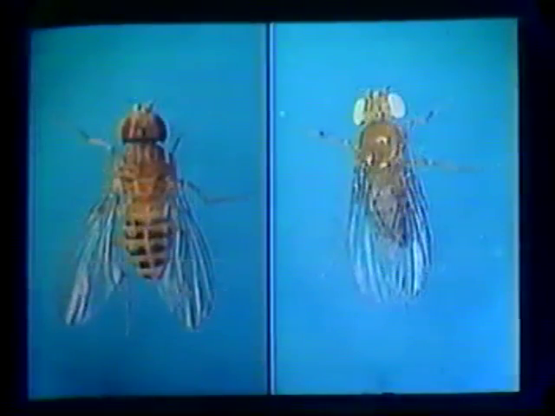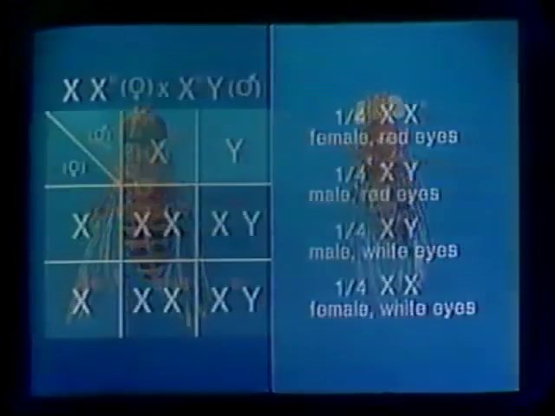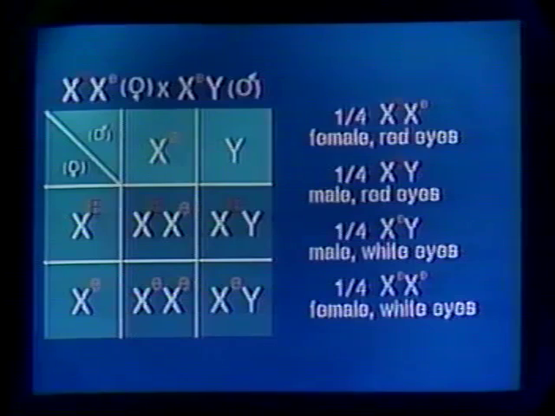How is a white-eyed female produced? One way is to cross a female that has both a dominant and a recessive gene with a white-eyed male, which of course has only a single recessive gene. The results are as follows. 1 out of 4 is likely to be a red-eyed female with 1 dominant and 1 recessive gene. 1 is likely to be a red-eyed male with a single dominant gene. 1 is likely to be a white-eyed male with a single recessive gene. And 1 is likely to be a white-eyed female with both genes recessive.